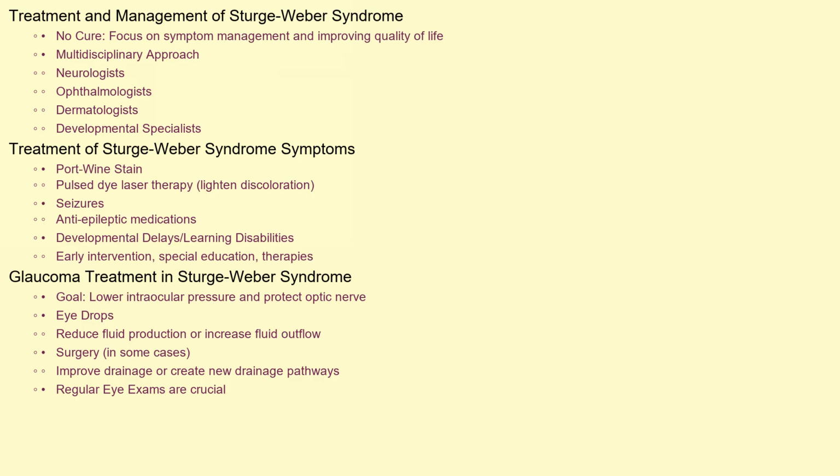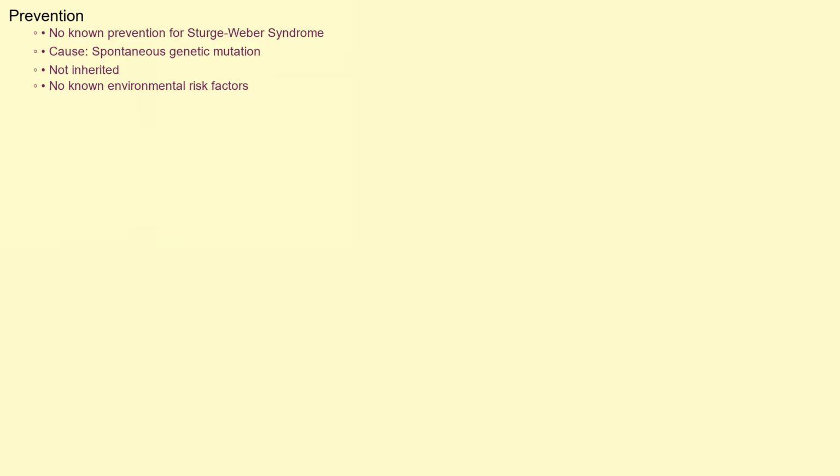Now, for glaucoma, treatment aims to lower the intraocular pressure and protect the optic nerve. This can involve eye drops to reduce fluid production or increase fluid outflow. In some cases, surgery may be necessary to improve drainage or to create new drainage pathways. Regular eye exams are crucial to monitor the glaucoma and adjust treatment as needed. Early and aggressive management of glaucoma is essential to prevent or minimize vision loss.